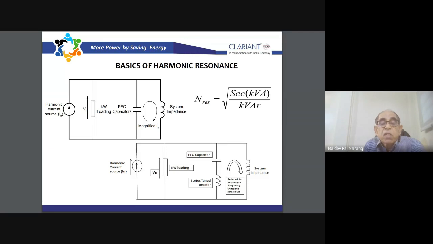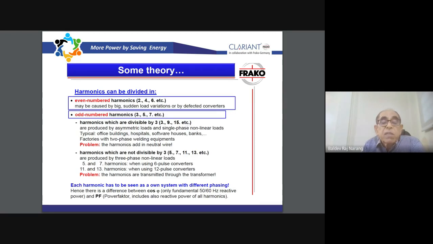Second is, it is shifting the resonance point to a safe place. Suppose it was happening at 7th, it will come somewhere between 3rd and 4th where there is no resonating frequency in the system. So it will be shifting to a safe place.